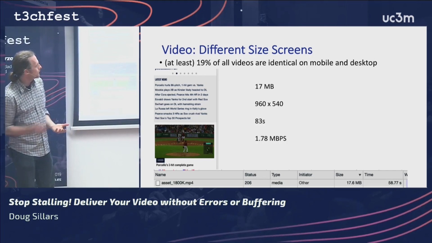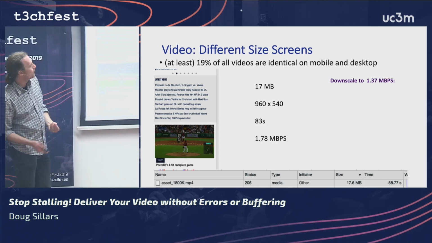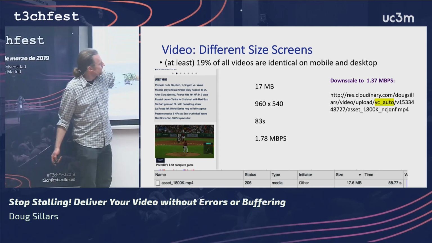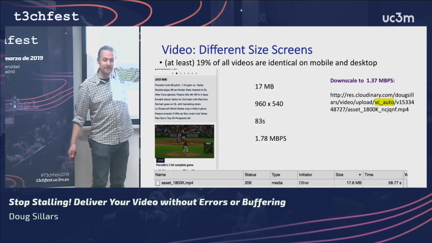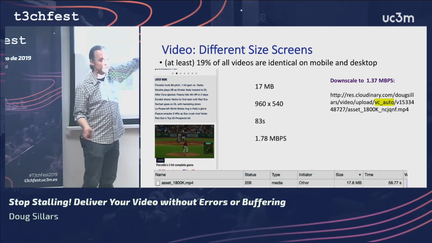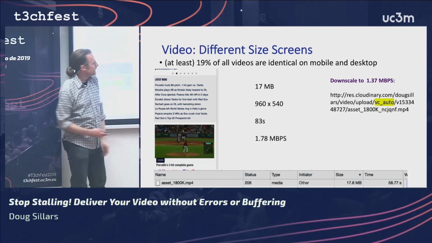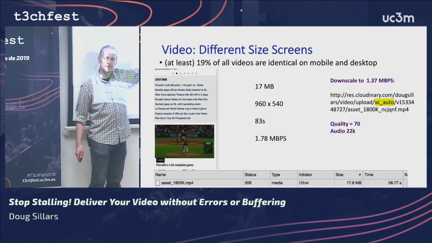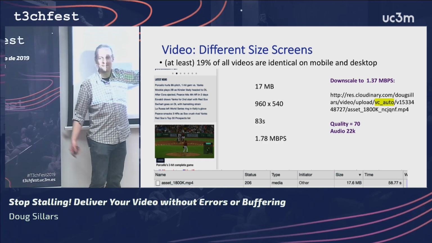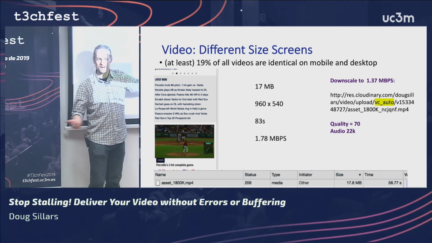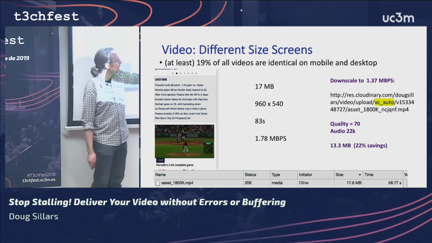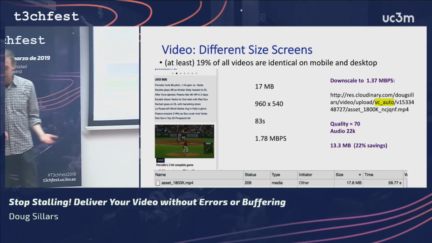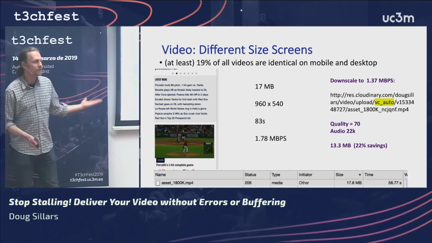Well, we could lower the bit rate. If we downscale the bit rate a little bit, to 1.37 megabits per second. Again, I'm just using Cloudinary because you can upload the full video and then just change parameters in the URL and it does it for you. This lowers the quality of the video a little bit. It lowers the audio track a little bit. I mean, it's going to be a baseball announcer speaking. We're not looking for high fidelity sound here. I make the video 13 megabytes, still a little large. It's not ideal, but it's 22% smaller.